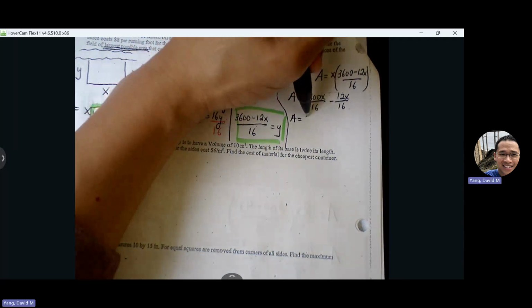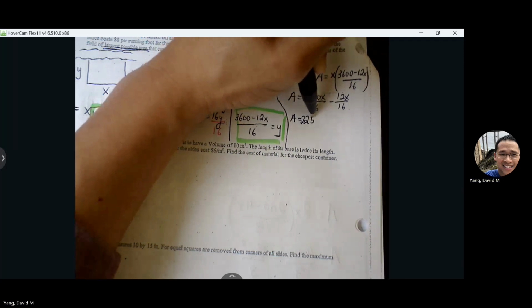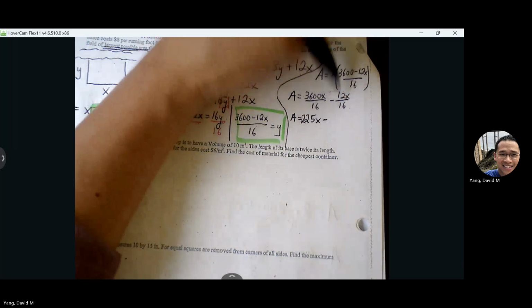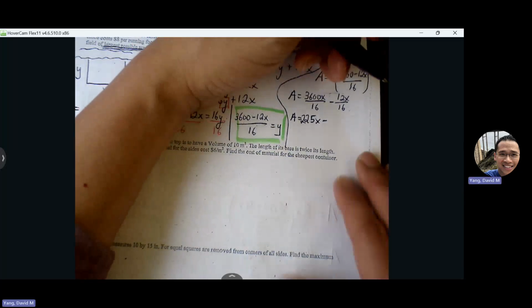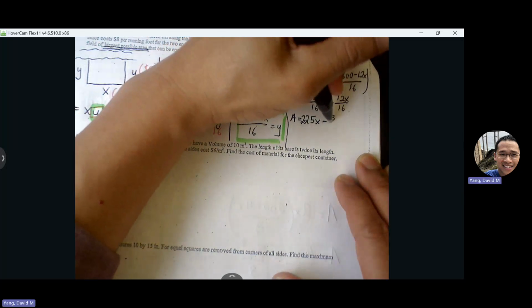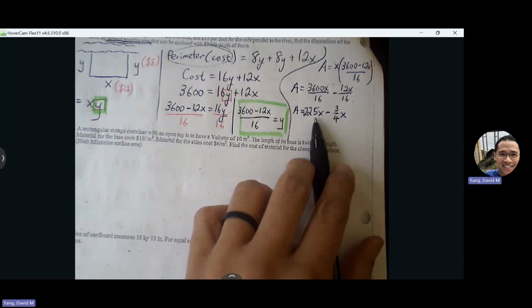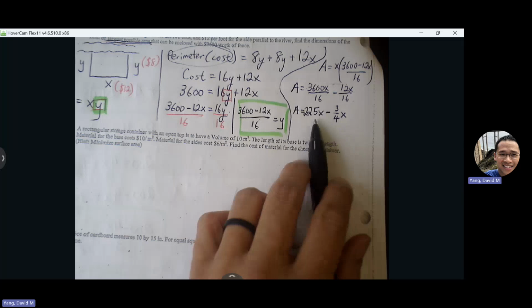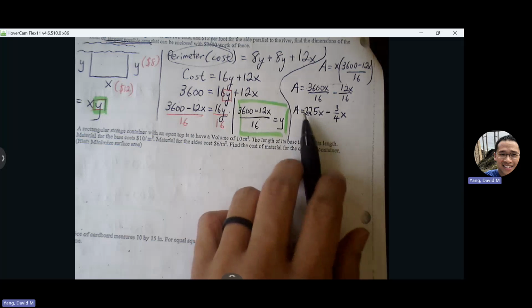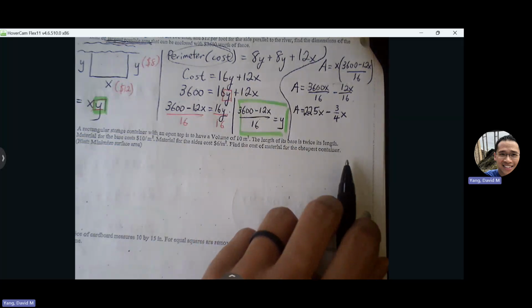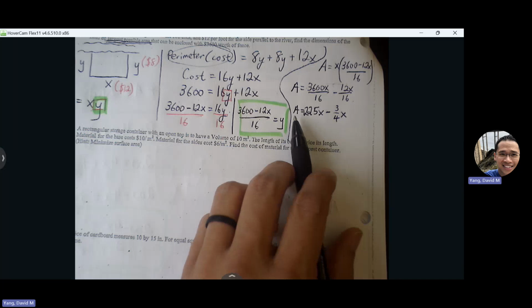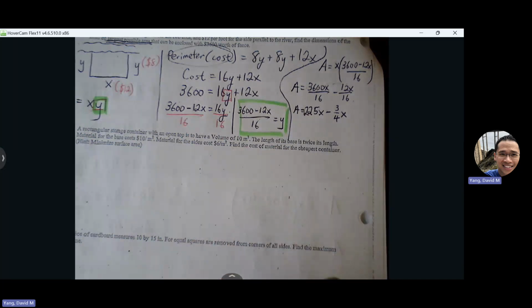I'm going to reduce here. So 3,600 divided by 16 is 225. And 12 over 16 can reduce to be 3/4. Again, you don't have to reduce. I just find it easier. If I can reduce along the way, then my equation will be easier to work with because I'm just dealing with smaller numbers. Okay, so find A prime, set equal to 0, and we have our critical point.